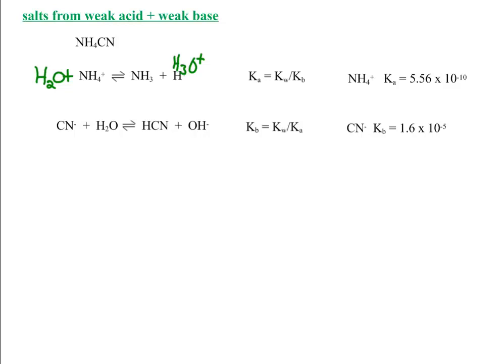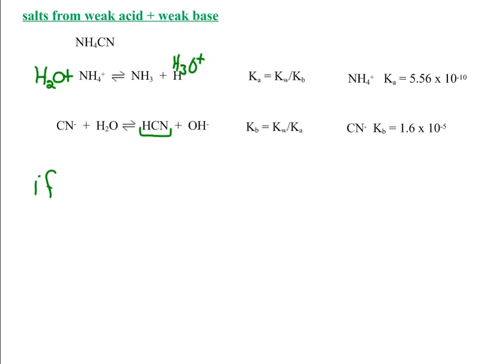Cyanide ions are going to react with water. They're going to pull the hydrogen ion off the water to form hydrogen cyanide and leave the hydroxide behind. So we need to find the Kb. We take Kw divided by the Ka for hydrogen cyanide, and we get a Kb of 1.6 times 10 to the negative 5. So how do I tell if it's an acidic salt or a basic salt or neutral?